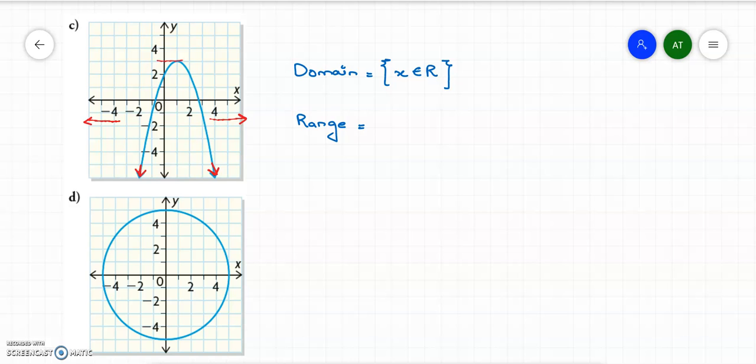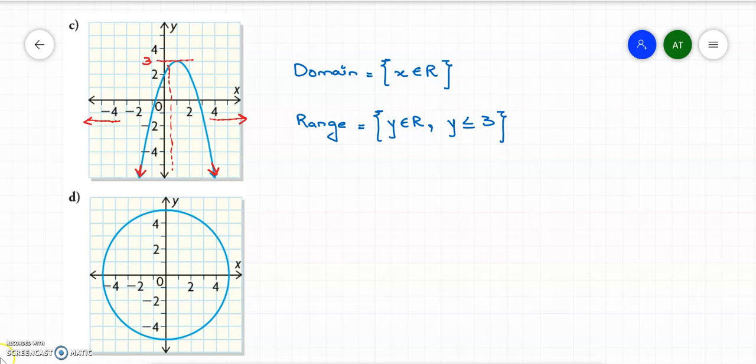Now let's figure out the range, the y values. Here the top point of the parabola is 3. And below this 3, all the y values are covered by this parabola. So we can say that the range is y belongs to real numbers, and all the y values that are less than or equal to 3 are in this parabola.